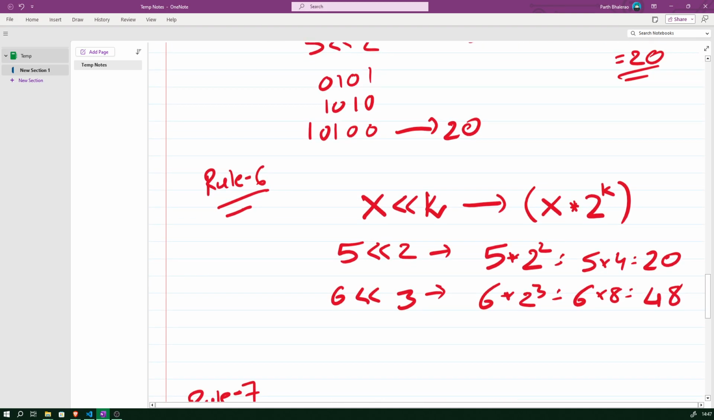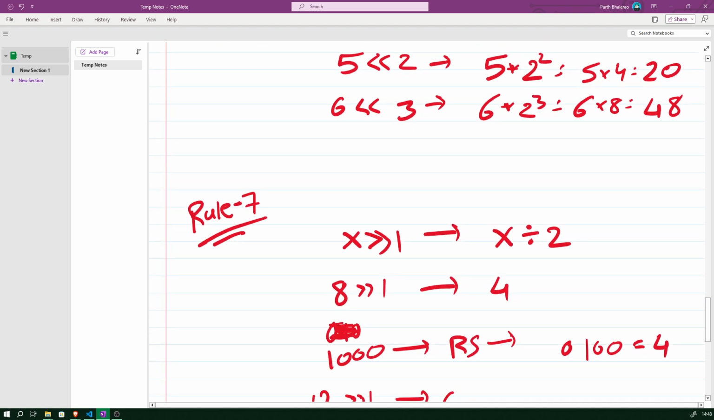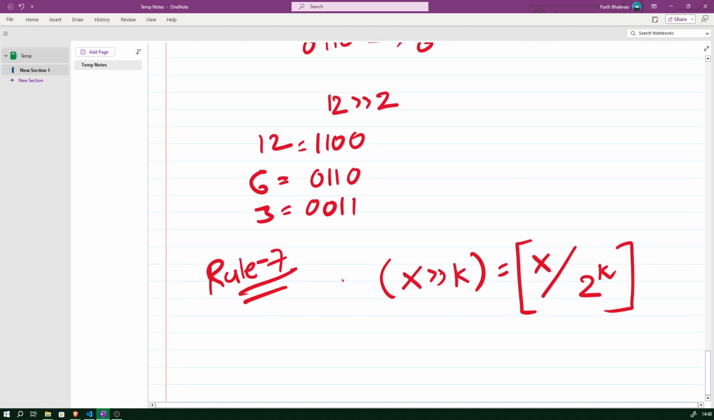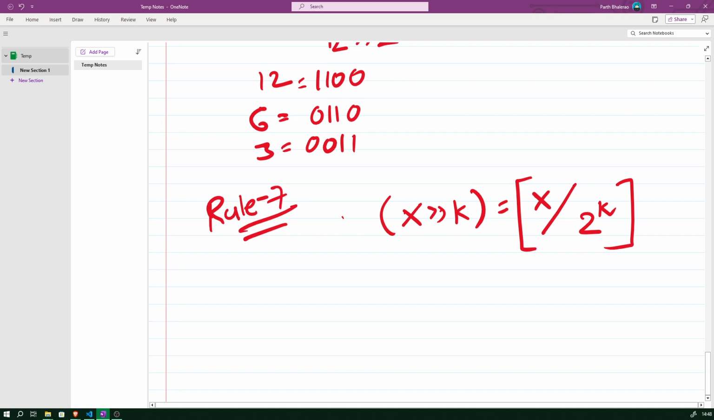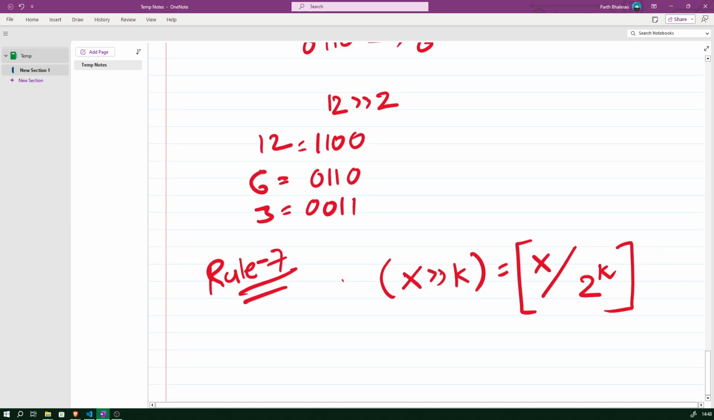Then rule 6 basically states that x left shift k times is x into 2 to the power of k, and rule 7 states x right shift k is basically x divided by 2 to the power of k. So that's it in this video.